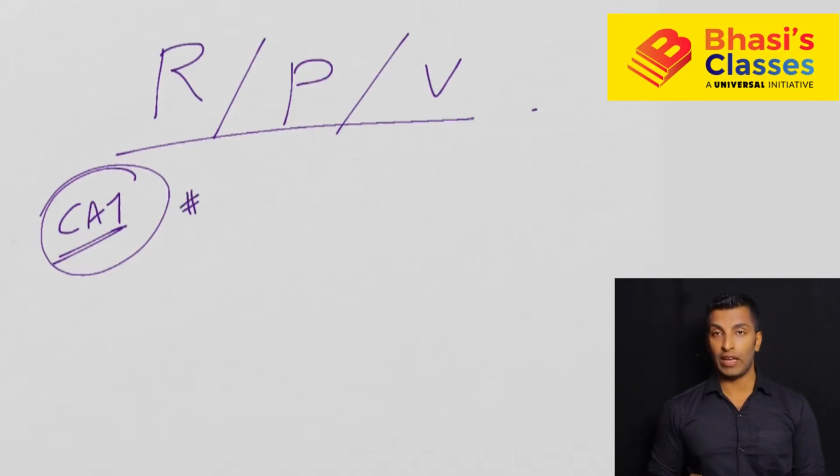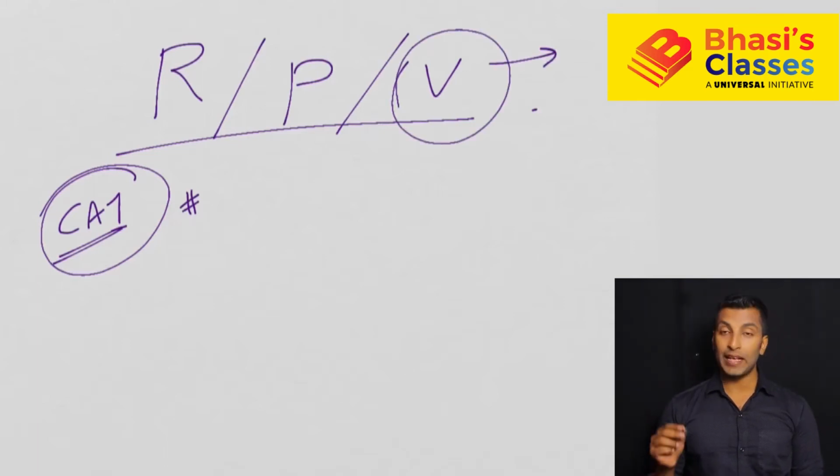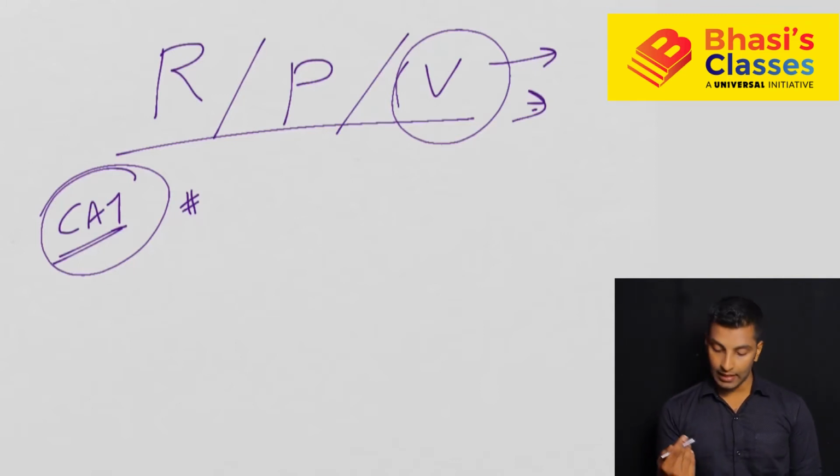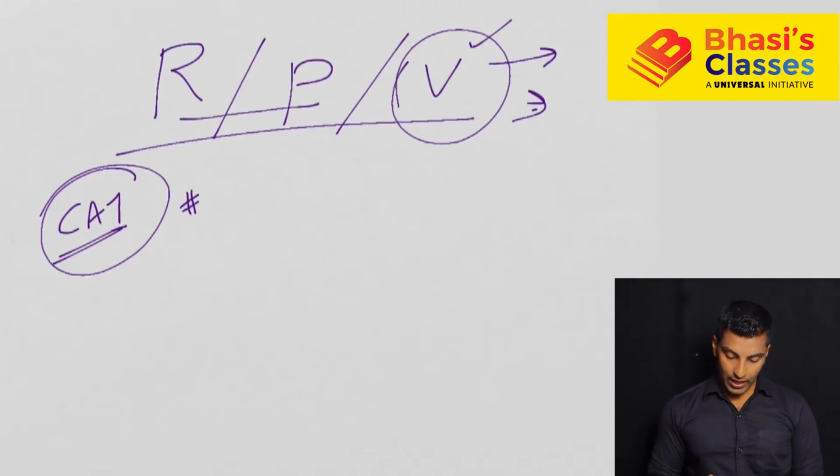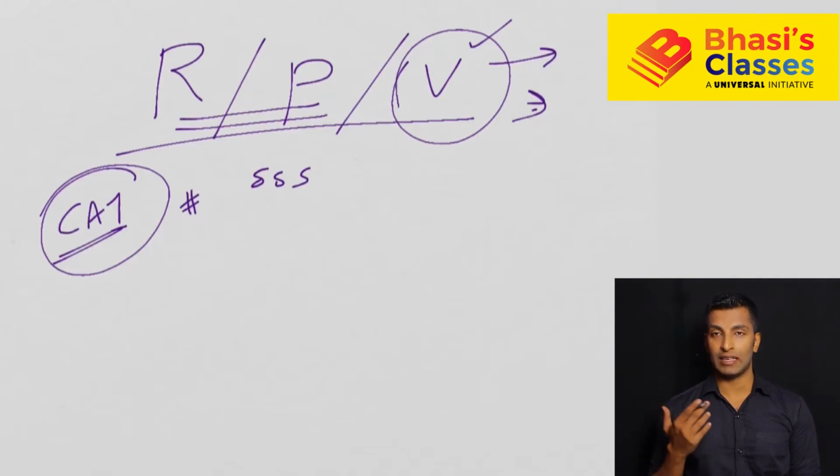Ratio, proportion, and variation. Variation is also important because its application you can get in speed, distance, time and work, etc. Basically, inverse proportionality related questions, right? The product constancy rule that we have seen, that's what we are going to discuss under variation, but we'll try to understand ratio and proportion in detail before that. This topic is important for SSC also, for IBPS also, any bank PO exam, etc.